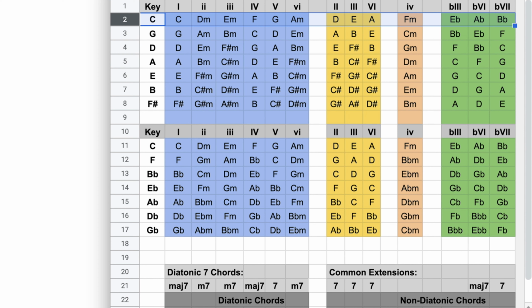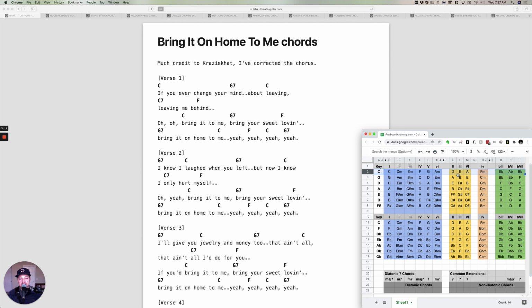The first one that has an extension is G7. We expect this diatonically, the 5 chord, to be a dominant 7, so that makes sense. The only thing that is even slightly confusing about this would be this C7. And we're going to talk about this a little bit later, that we're using the C7 to pull to the F. So C, F, and G, 1, 4, and 5.